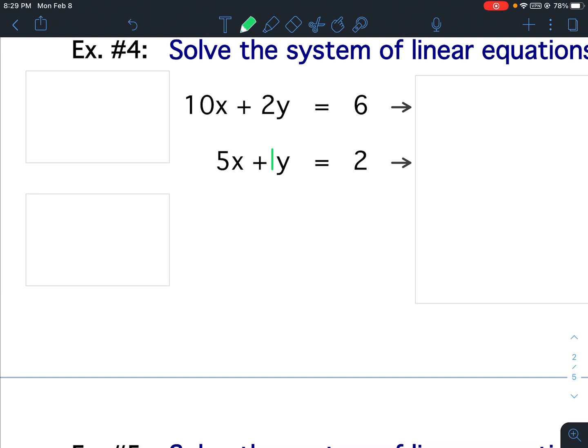So are the 5 and the 10. 10 is divisible by 5, 2 is divisible by 1. So actually we have 2 sets of multiples here. I'm going to use the 1 and the 2 because they're smaller numbers. So we have multiples 1y and 2y.